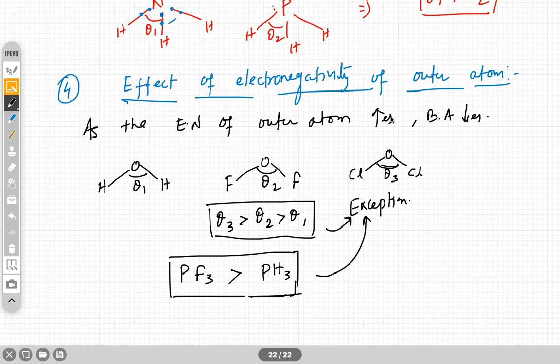Double bond will have more preference. When you have a double bond present, so just simply consider the bond pair repulsion. Okay, Aitya.